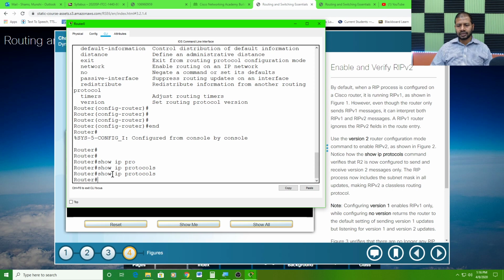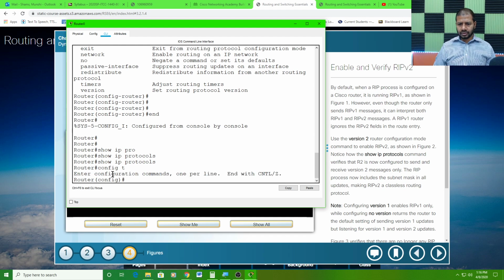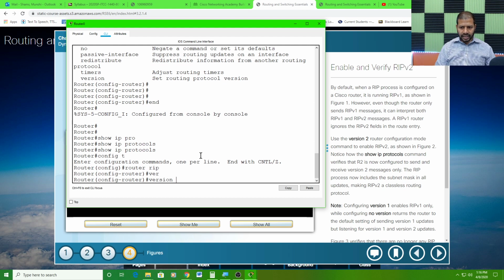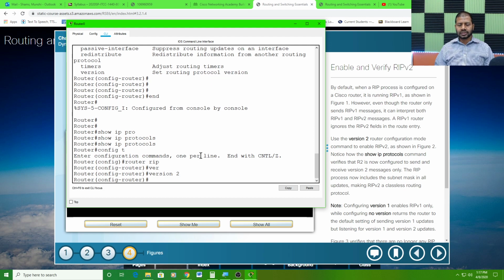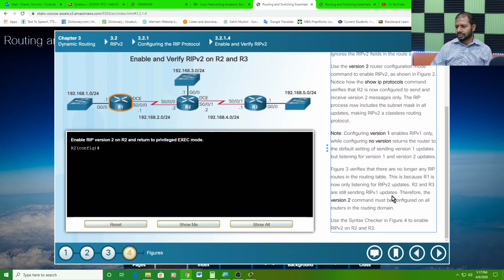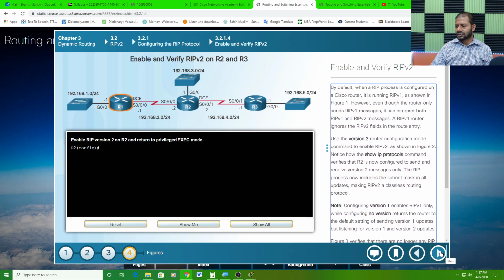Here I am. I'm going to go to config T. I'm in the configuration mode. I'm going to go to the RIP mode, so I'm going to say router rip. Here I'm in the RIP mode. In here, I would like to enable version 2, so ver tab version 2, enter. That's it. That's all I have to do. Then version 2 is enabled. That's simple. This one is an easy chapter, my friends. We're going to move on pretty fast.